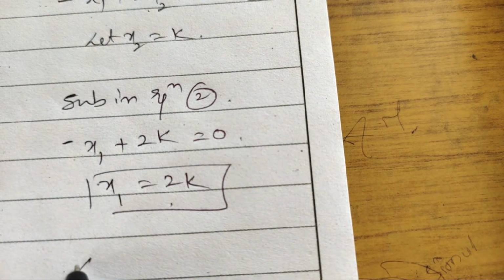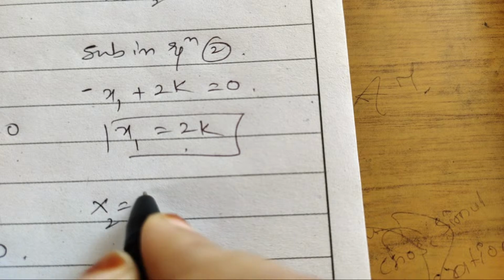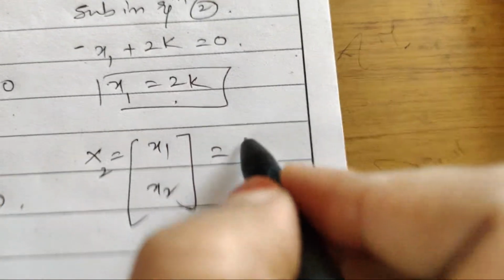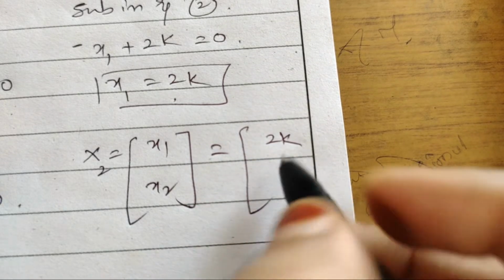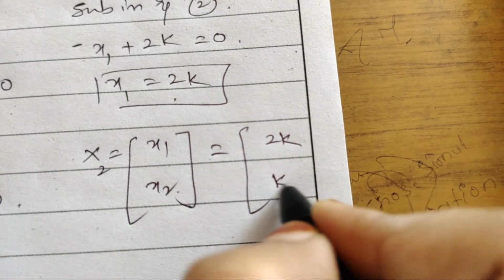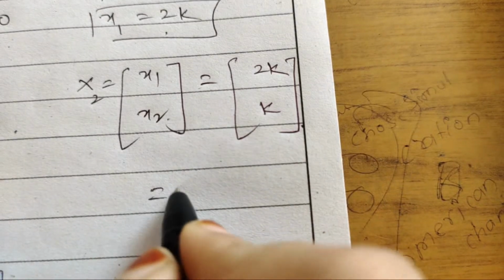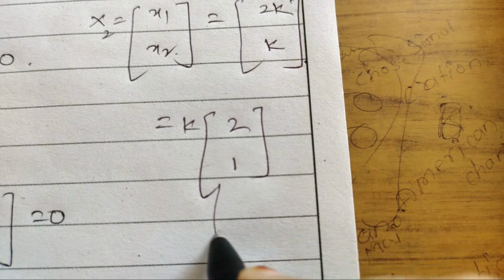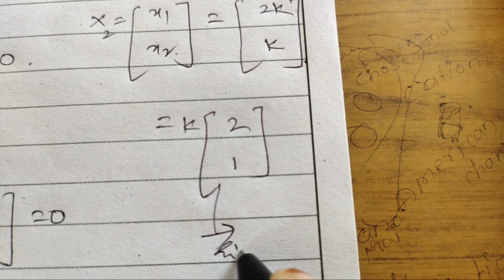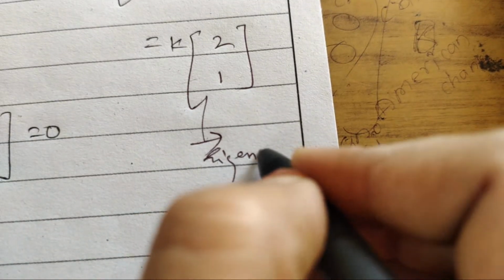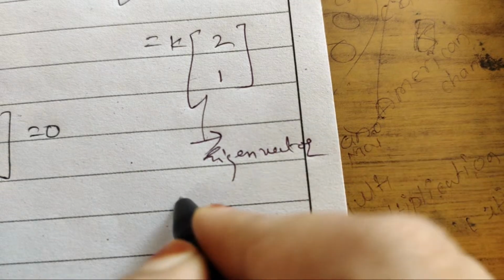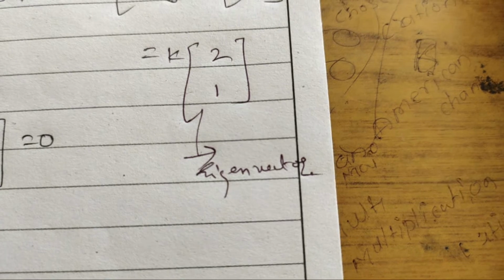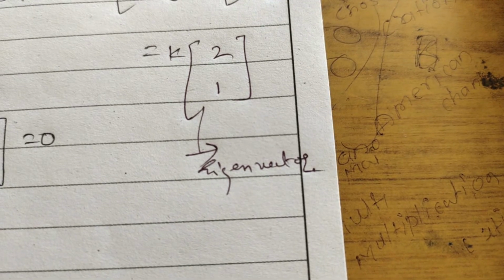So your second vector x2, which is x1 x2, has the value 2k, and x2 we have assigned equal to k. Taking k as common, we get 2 and 1. This is the second eigenvector, the eigenvector for the second case. In this way we find the eigenvalues and eigenvectors.